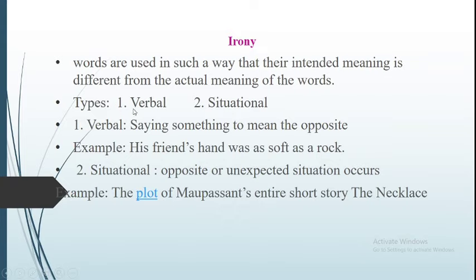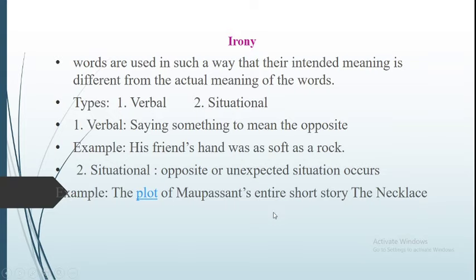There are two types of irony, verbal and situational. Verbal irony refers to the state when something is said to mean just the opposite. For example, his friend's hand was as soft as a rock. Of course, here soft does not mean soft, but hard as a rock. Situational irony. In situational irony, an opposite or unexpected situation occurs. For example, the plot of Maupassant's entire story, The Necklace.